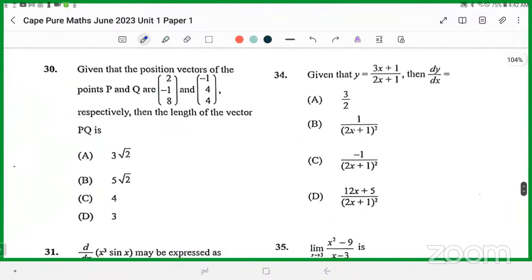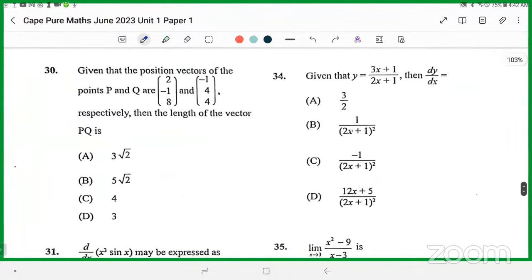Number 30. Winding down. These are the position vectors of these. That's P and that's Q. It's asking for the length of PQ. So I'm going to find PQ first. So first, PQ is OQ minus OP. As a column vector, that's this minus that, which is negative 3. This minus that, 4 minus a negative 1 is 5. 4 minus 8 is negative 4.